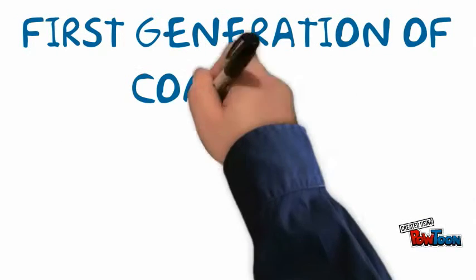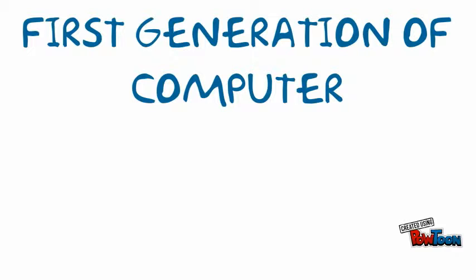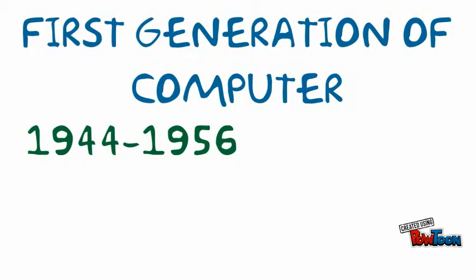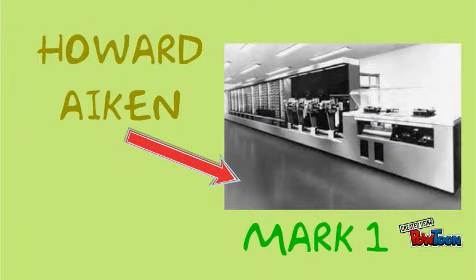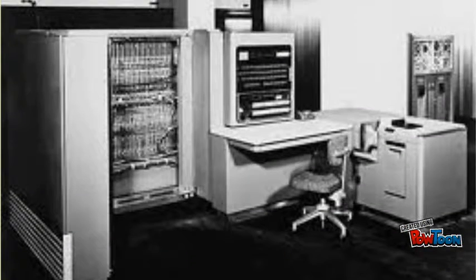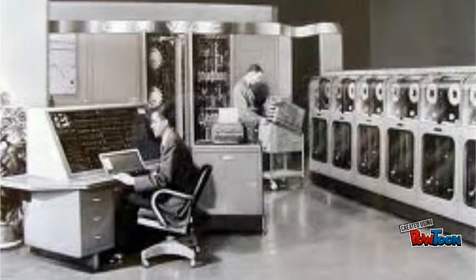First generation of computers. The first generation of computers, ranging from 1944 to 1956, occurred during the Second World War. Howard Aiken created the Mark I computer, and the Electronic Numerical Integrator and Calculator was a huge computer which occupied more than one room, weighed more than 30 tons, and was built by Eckert and Mauchly.